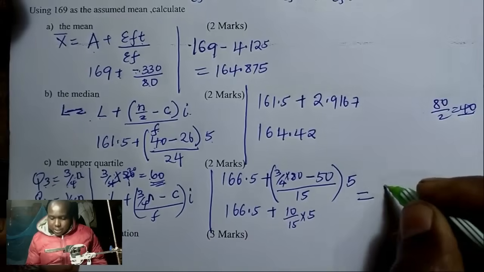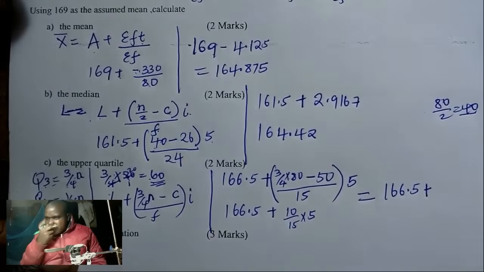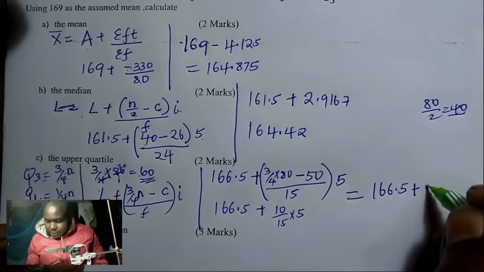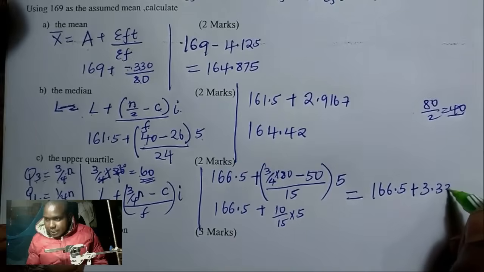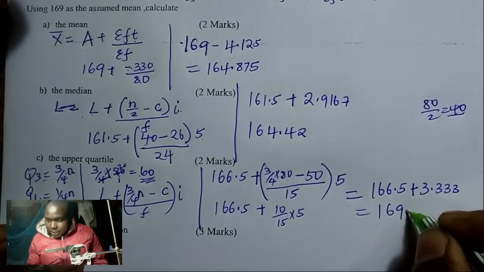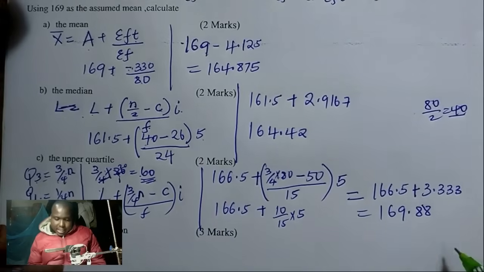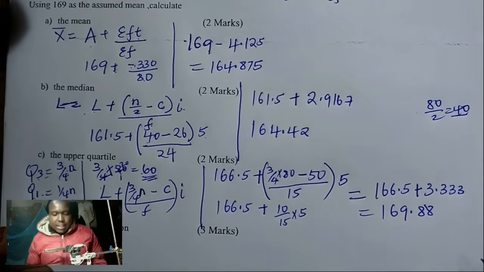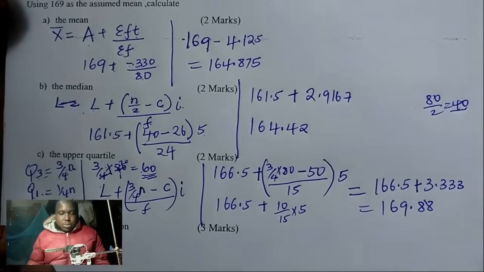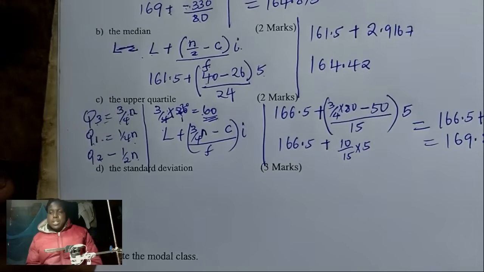And this one will give us 166.5. We add 3.333, and the answer is 169.83. And that is the upper quantile, right? Very good. So the next thing is to calculate the standard deviation.